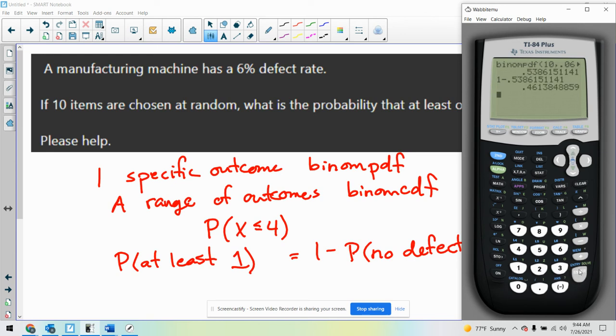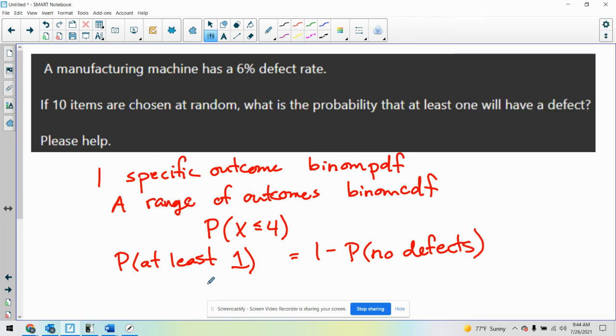So I get 0.4614. And that's going to be your answer. Or again, you could say find the probability of 1 defect, find the probability of 2 defects, 3 defects, 4, 5, 6, 7, 8, 9, and 10, and then add those all up, and you should get the same thing, 0.4614.